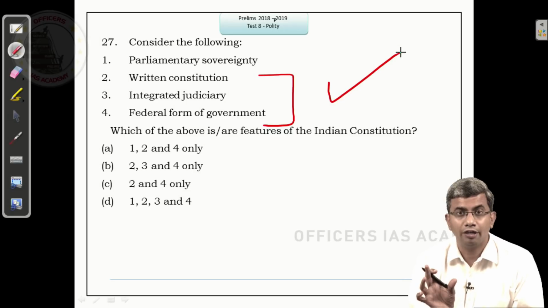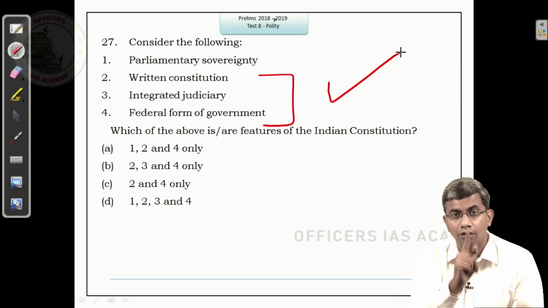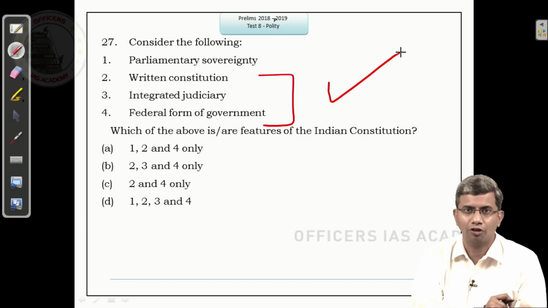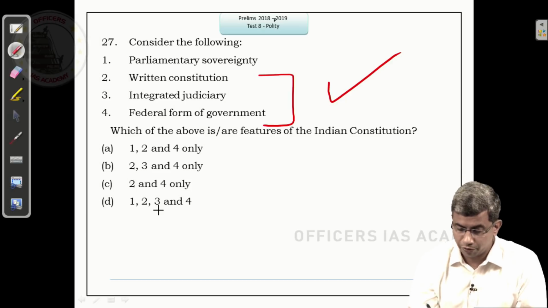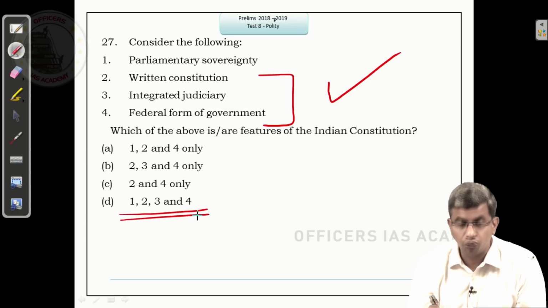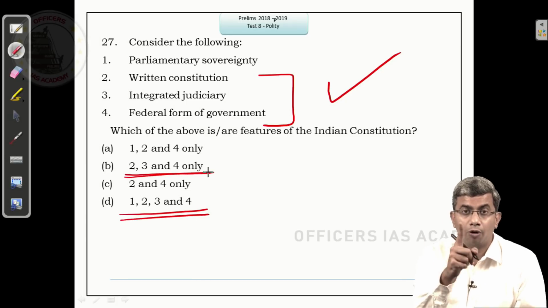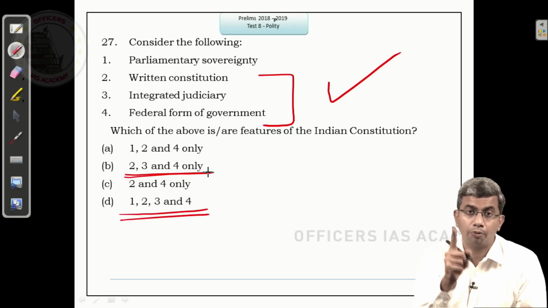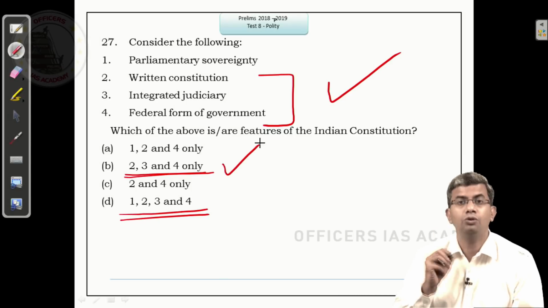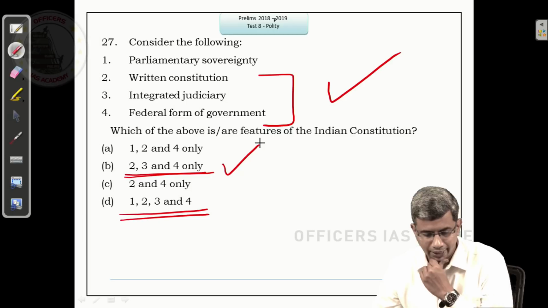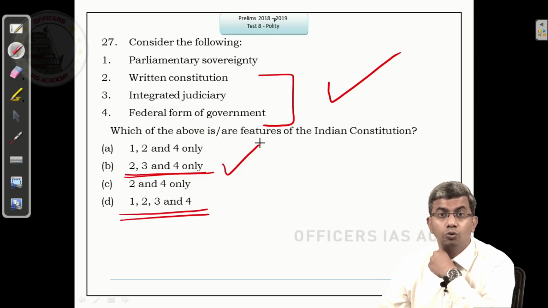Parliamentary sovereignty is given as just a concept here. Is parliament sovereign in our country? No. It is the constitution which is sovereign. So if you have to choose between 1, 2, 3 and 4 and 2, 3 and 4, the most appropriate answer, I repeat, the most appropriate answer in this is 2, 3 and 4. So the correct answer for the 27th question is 2, 3 and 4.